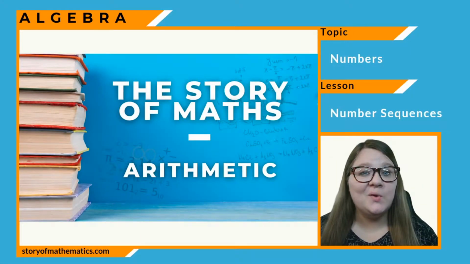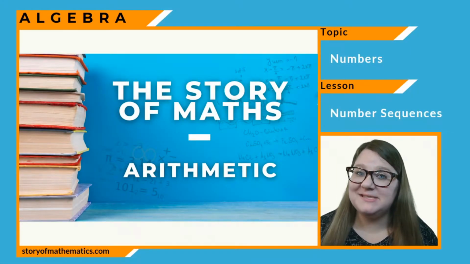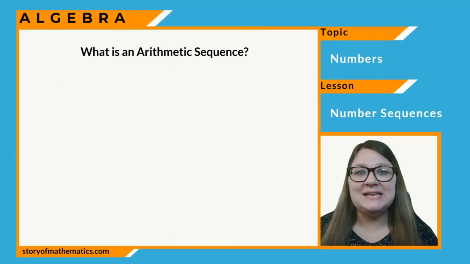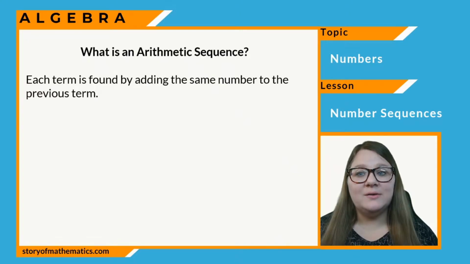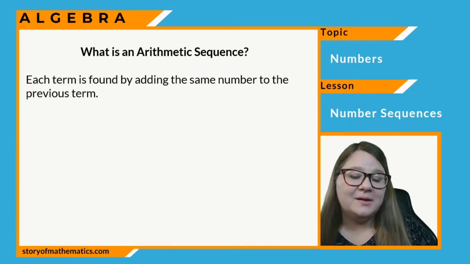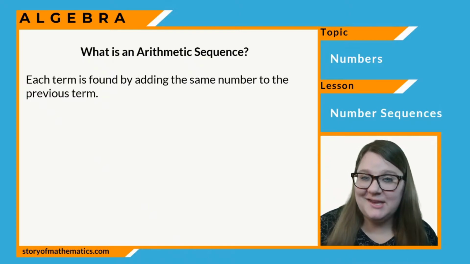Hi, in this video, we're going to learn about different types of number sequences. The first type is an arithmetic sequence. Now, an arithmetic sequence is found by adding the same number to each term to find the next one.